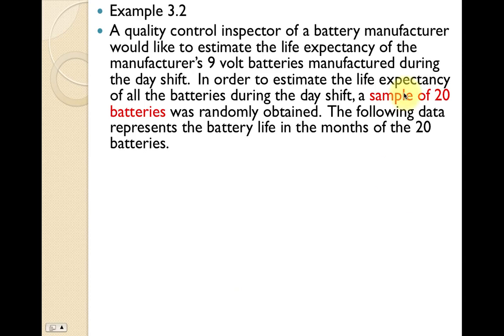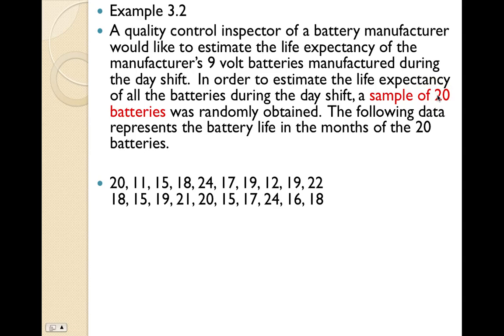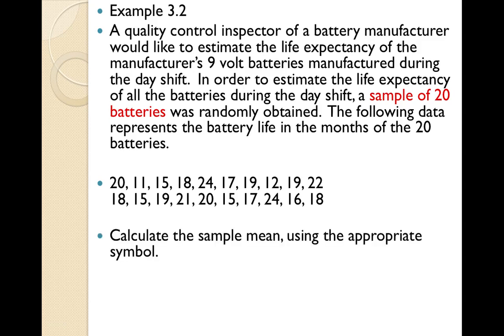In red here, you are given information that's important. That's why it's highlighted in red. It's indicating that you are working with a sample of 20 batteries. So the values that you're about to see don't represent population data, they represent sample data. And so when we calculate the sample mean, we have to denote it using the proper symbol, which is x bar. To calculate the sample mean, it's simply adding up all these data values and dividing by the total.